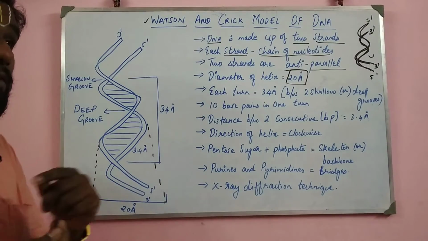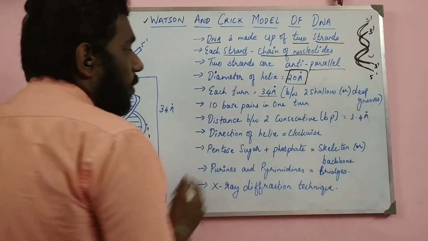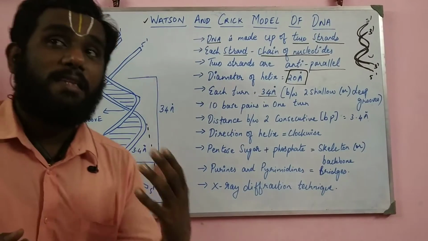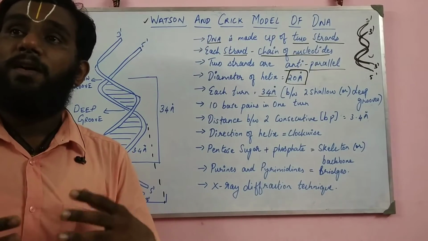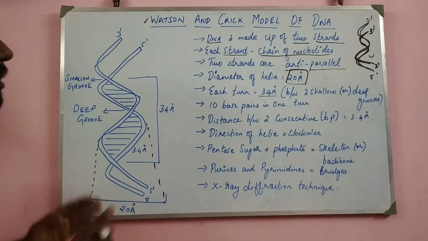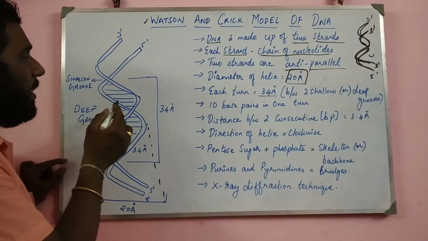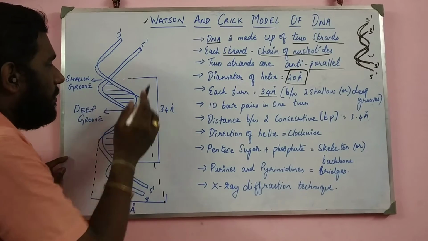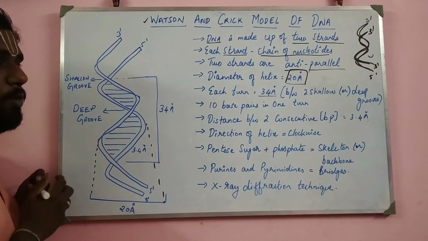Now, each turn in a DNA helix is 34 angstrom. Before getting into what a turn is, we should first know the meaning of the word groove. Only then will we be able to understand what a turn is. If you look at the model of the DNA that was proposed by Watson and Crick, you'll find that at one portion there is a very shallow groove, while at another portion there is a very deep groove.